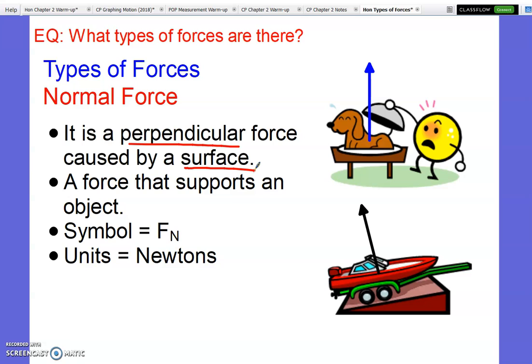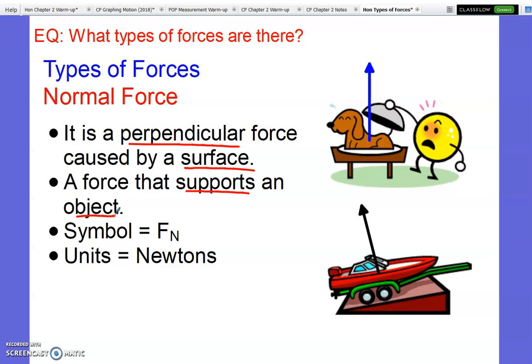For example, if you have this dog sitting on the table, the reason that gravity doesn't pull the dog down is because the normal force balances out the gravitational force and pushes up. And so it is supporting, in this case, the dog. It is a force that supports an object. So whenever you have a surface like a floor or a chair or a table, you will have a normal force acting on that object.